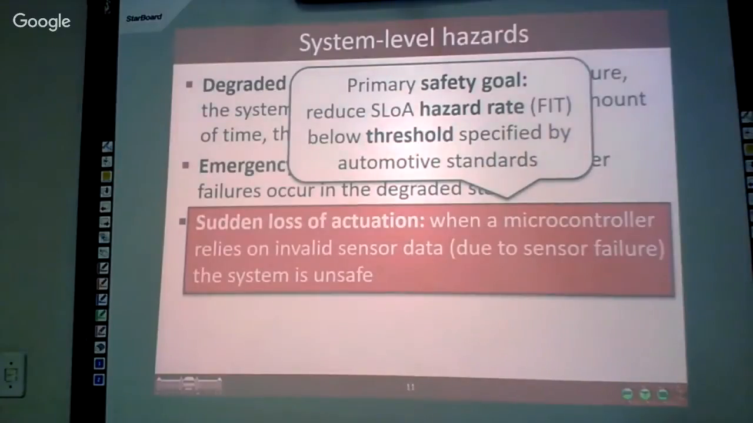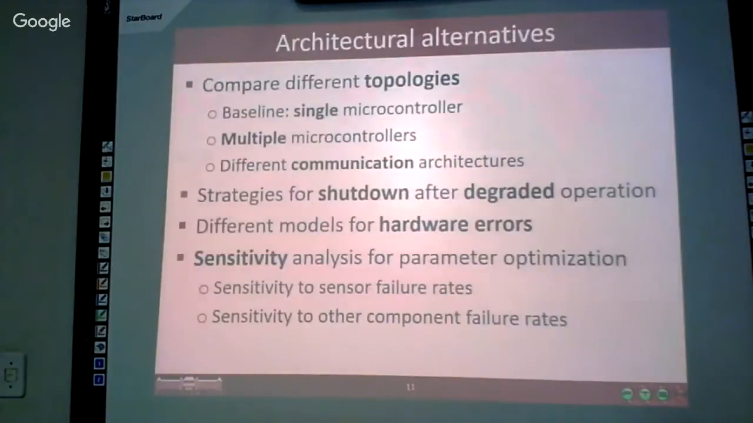And the primary safety goal was to reduce the sudden loss of actuation hazard in this system. And the goal was to compare different topologies. So the baseline is a single microcontroller. Then we had to develop architectures of multiple microcontrollers with different communication architectures and with different strategies for shutdown after degraded operation and different models of hardware errors.